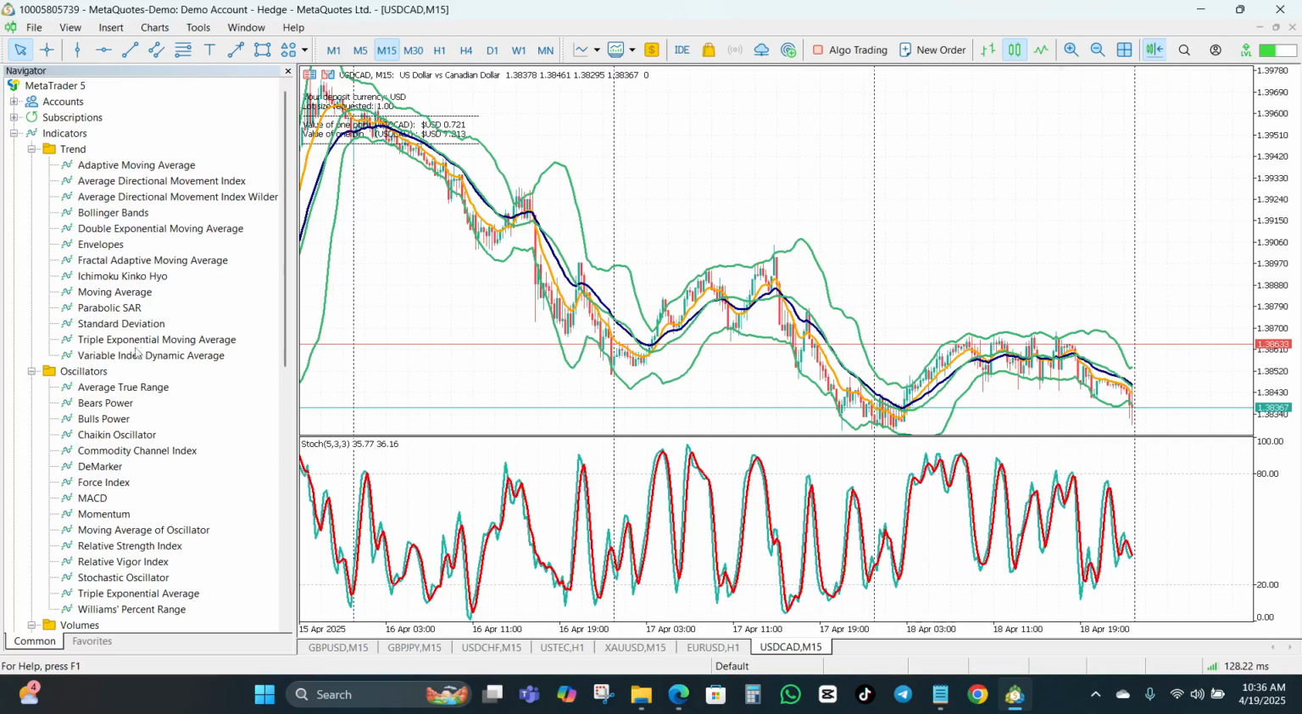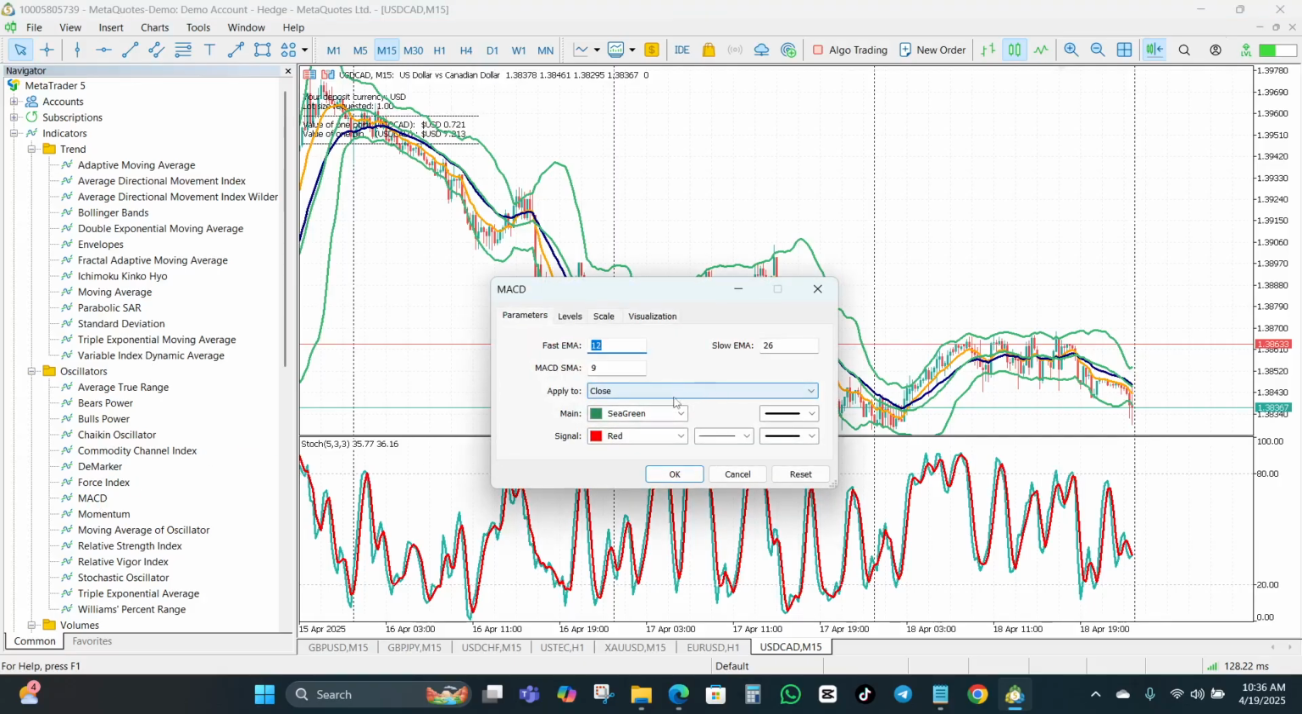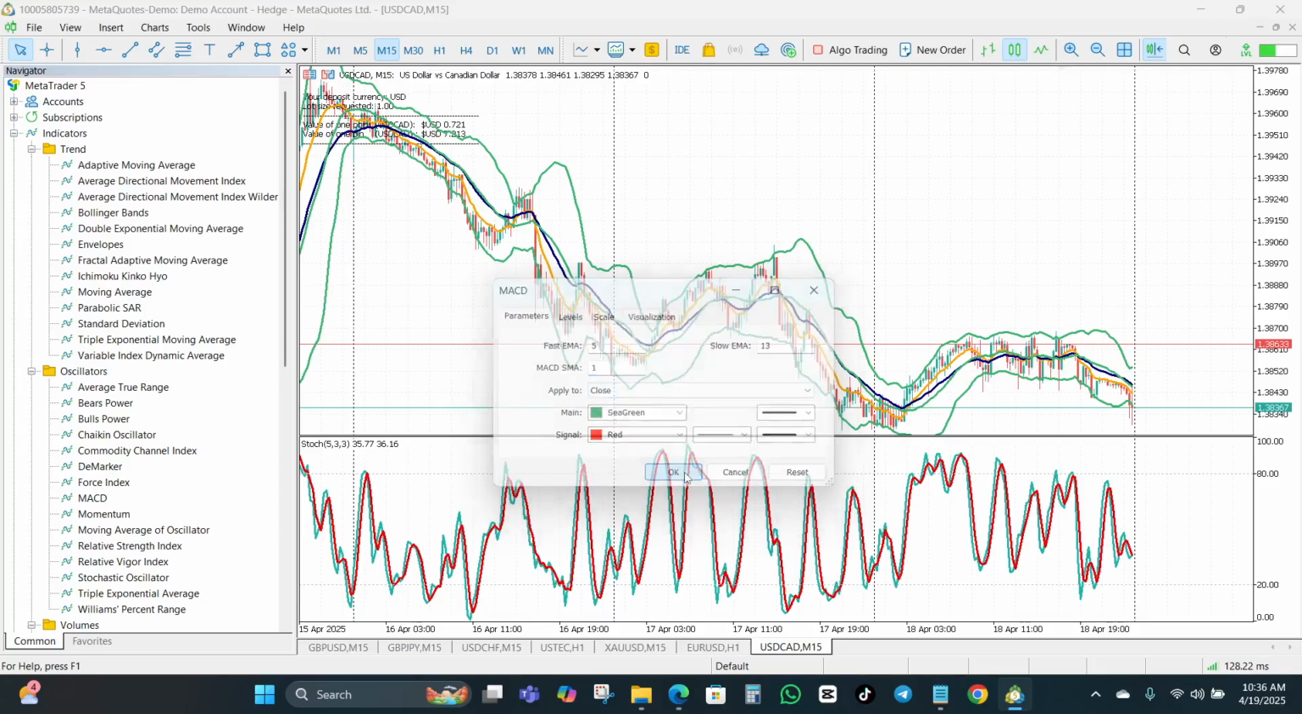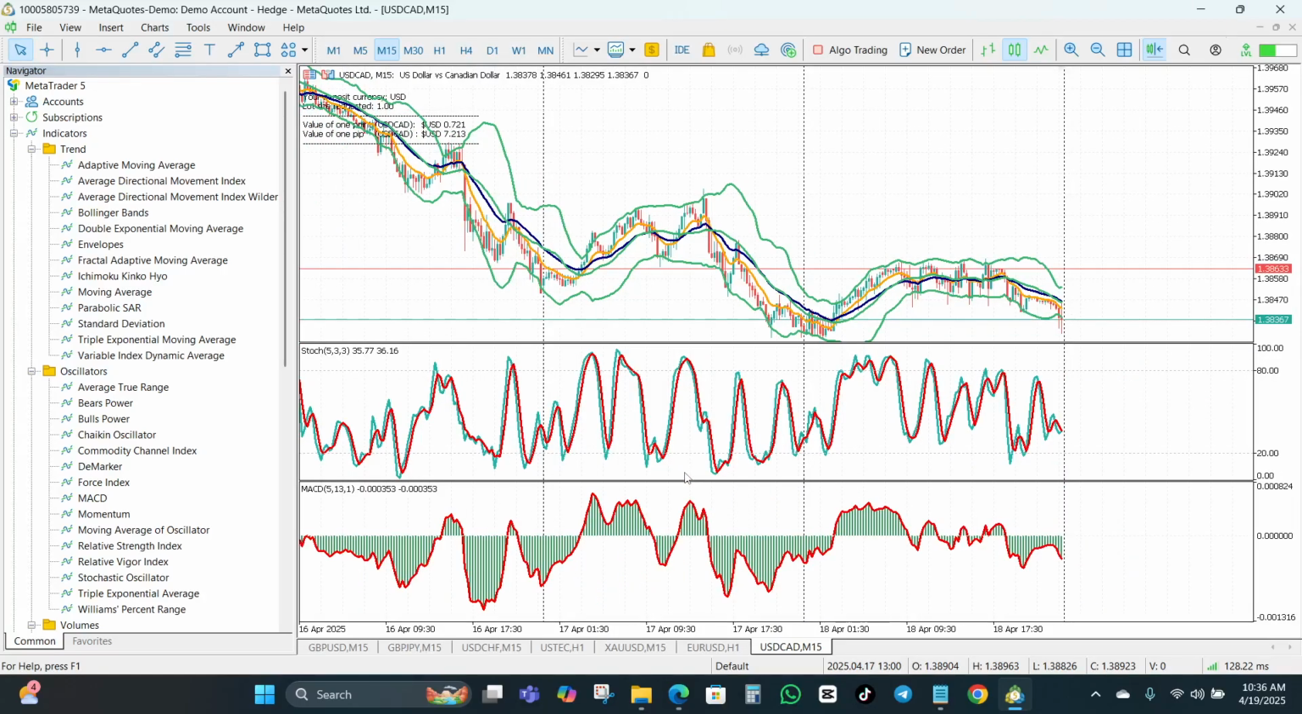Now, the next indicator we are going to be looking at is the MACD, okay, tweaked for scalping. Now, the standard MACD settings are great, right? But for scalping, just tweak the settings to something like 5, 13, and 1. All right, these are the settings you want to use for scalping. This makes it more sensitive and gives quicker signals. Okay, so just look for MACD line crossovers and momentum shifts.